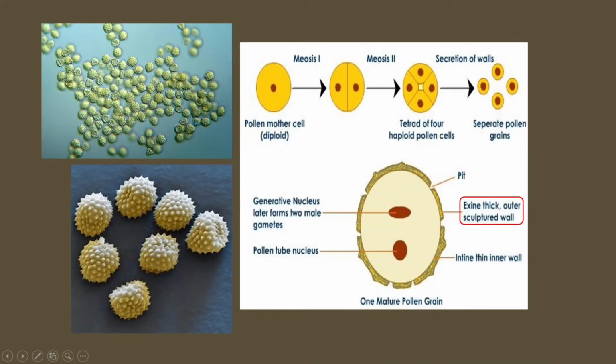This is the structure of pollen grain. Pollen grain is protected by a thick outer sculptured wall known as exine. The surface of the pollen grain is rough because it helps the pollen grain to land and attach on the stigma.